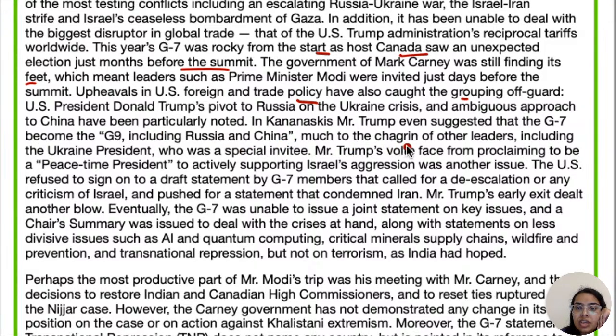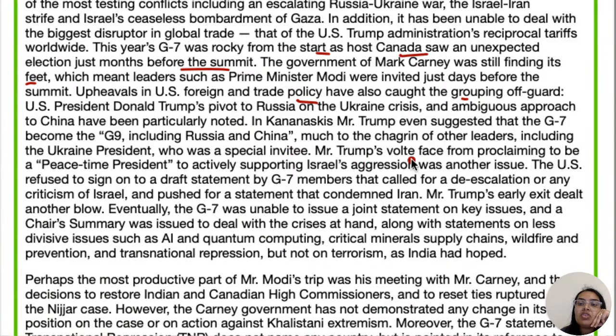Much to the chagrin of other leaders. Chagrin means disappointment. So this is like other leaders don't want them, including Ukrainian president. उनके बीच में तो वॉर चल रहा है. Who was a special invitee. तो सोचो दुश्मन के सामने बोल रहे हैं कि आपका दुश्मन जो है उसको बुला लेते हैं, इसमें मेंबर बना लेते हैं.